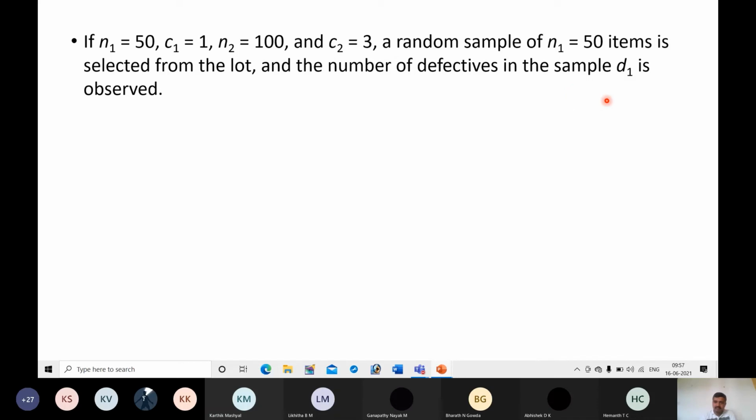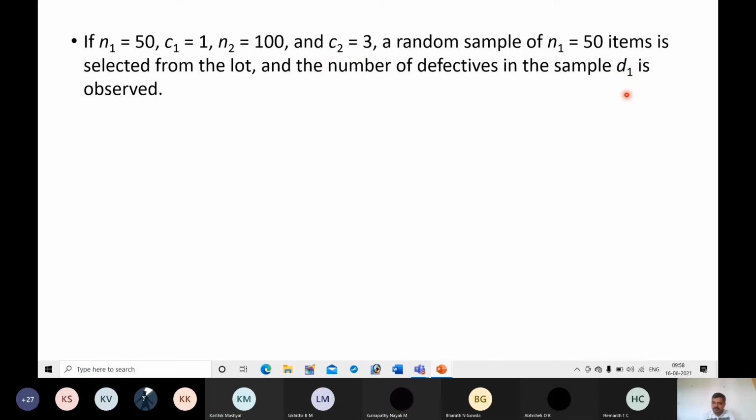Now based on this number of defectives, you are going to make a decision whether to accept the lot, reject the lot, or whether the lot needs to be subjected to one more sampling. Whether we need to take a second sample or we can make a decision will be decided by D1. If the number of defectives is less than or equal to C1, we can accept the lot. If the number of defectives is more than C2, we can reject the lot.